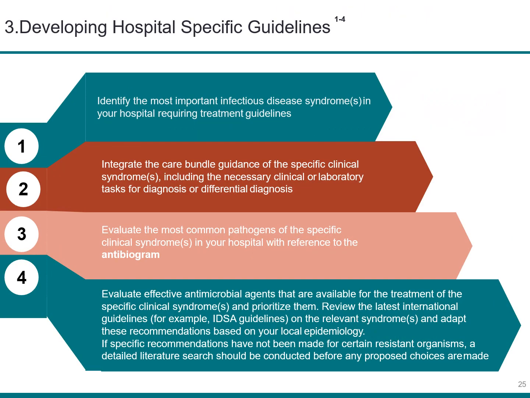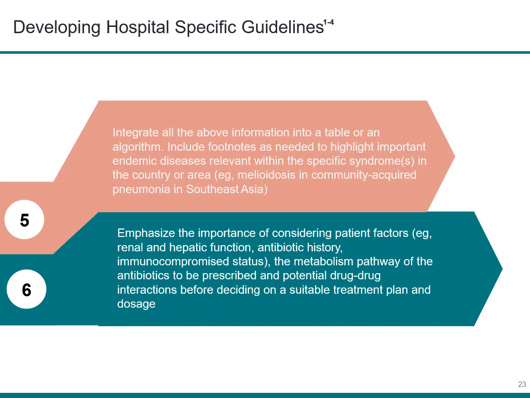Now, how to develop the guidelines? It includes identifying the most important disease syndromes, integrating the care bundle guidance for the specific clinical syndromes, evaluating the most common pathogens, evaluating the effective antimicrobial agents available for the treatment of the specific clinical syndromes, and prioritizing them. Integrate all the above information into a table and an algorithm. Emphasize the importance of considering patient factors, the metabolism pathway, and potential drug-to-drug interactions before deciding on the treatment plan.